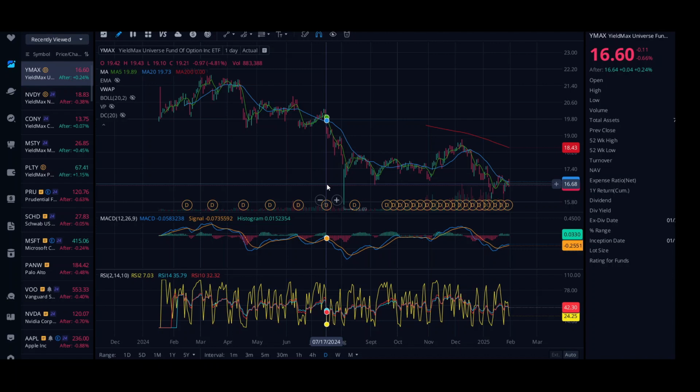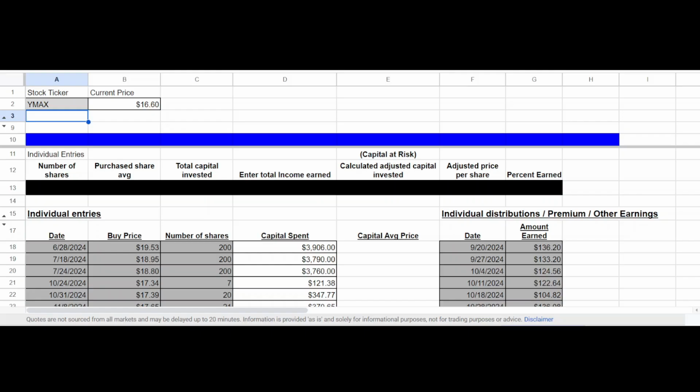So let's slide over to my spreadsheet and see where I'm at on YMAX. Here we are on my spreadsheet. Since I've been in YMAX since June of 2024 and have made several purchases, I entered all of that data to help shorten this video. I've got the ticker symbol YMAX, and it spits out the current share price as of this video, $16.60. That price may be different when you view this video, but it doesn't matter. It's just the current price for comparison with my average price.